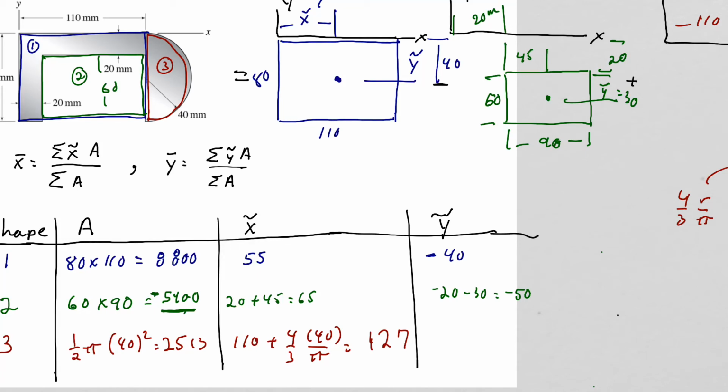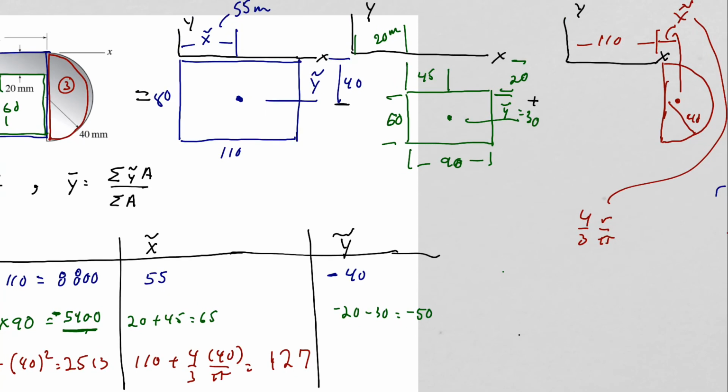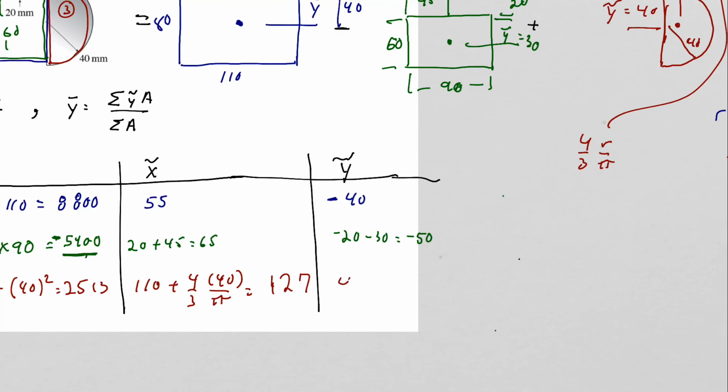Last, let's look at our semicircle. This is this distance, this is our y tilde. That is equal to essentially our radius of 40. So we can just put that right in here as 40. All right, so the hard part is done, being able to find all those.